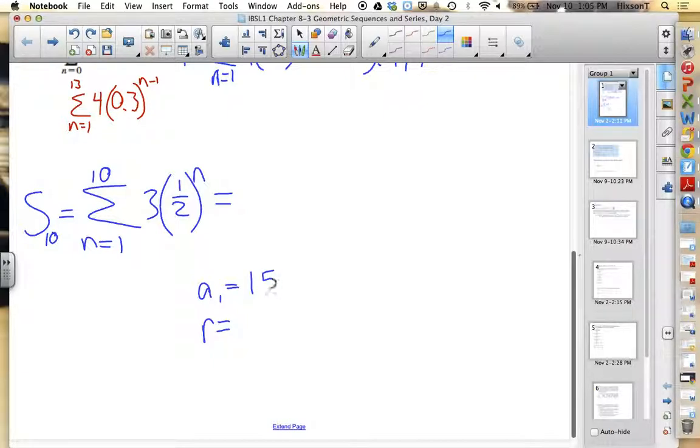R is what? R is your common ratio. Oh, so what is that in this case? 3. No. 1/2. The 1/2. Okay. A sub 1, you're just plugging in 1. So 3 times 1/2 would be 1.5.